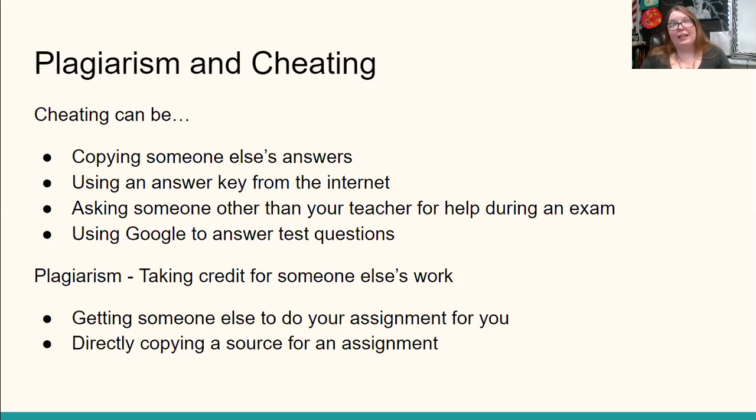Another thing related to cheating is plagiarism, and this is when you take credit for someone's work that's not your own. There are going to be times, especially in AP, where you're going to need to write long form answers. We'll talk about it more when we talk about what's on the AP test, but you're going to be expected to basically write little science essays, and you can't just copy and paste from Google. I can't give you a grade for that.